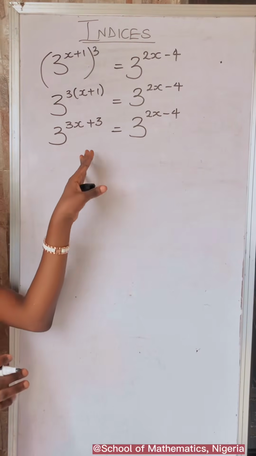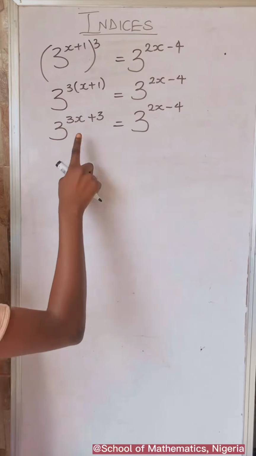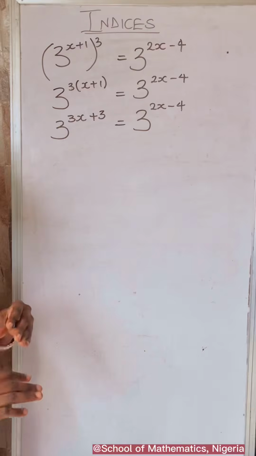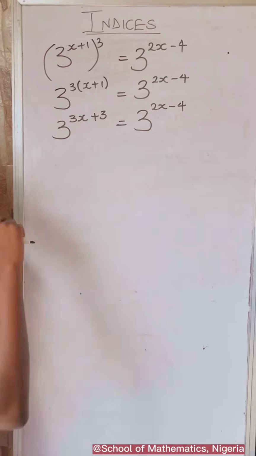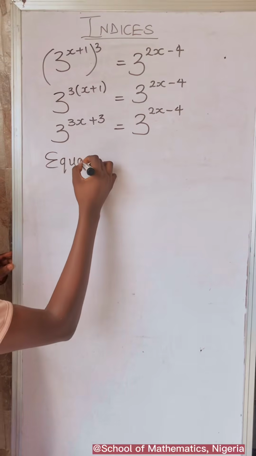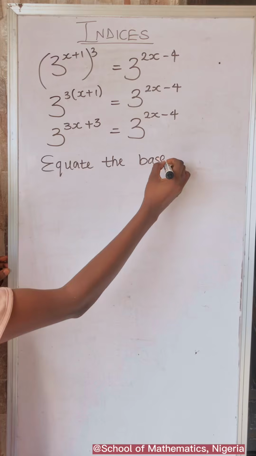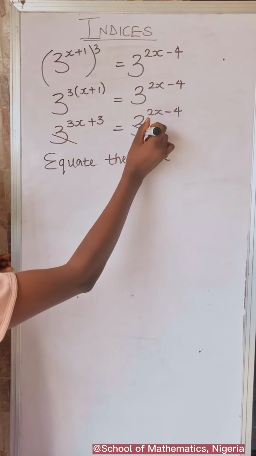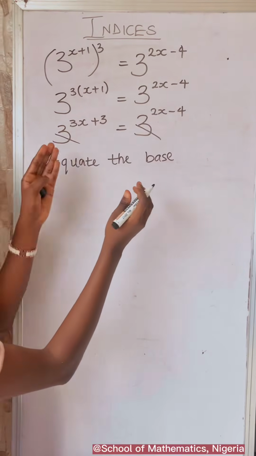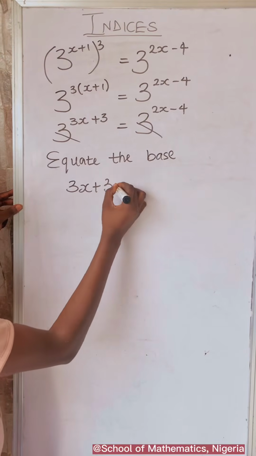Now when we do this, you see that there is nothing to do further on the left hand side and on the right hand side. And we also see that we have the same bases. So what do we do? We equate the bases, which means this base goes, because it's equal, that means the left hand side is equal to the right hand side.